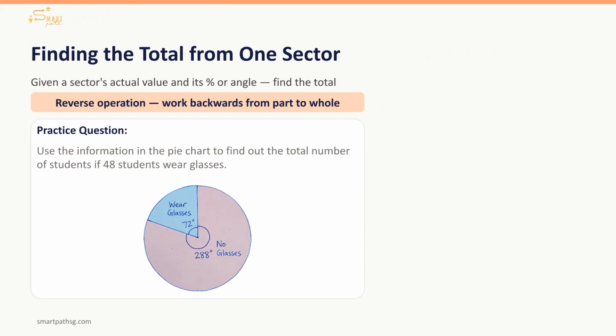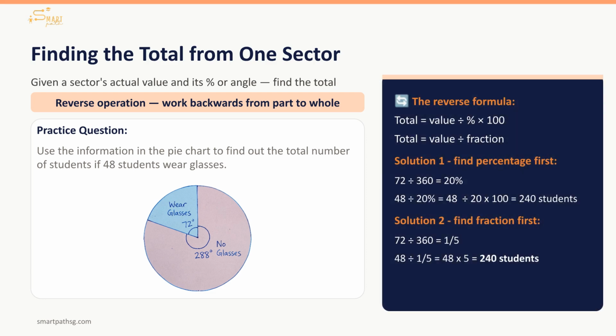Next, we look at reverse operations, finding the total when given the value of one sector and its proportion. This example asks us to find the total number of students if 48 students wear glasses, represented by 72 degrees. Pause the video and give it a try first. The reverse formula is total equals value divided by the proportion. Finding the fraction first, 1/5, is usually the faster method.